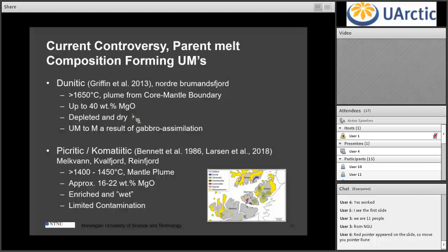The model that we like better, I would say, is the one that was originally proposed by Bennett, and we revised it a bit in our very recent paper from 2018. There we can see that the melts agree more with picritic melts holding temperatures of 1400 to 1450, say 1500 degrees centigrade. Still, this is very primitive, it's very hot. And we can also see that we cannot really produce the rock types that we are observing unless we are having very enriched melts and wet melts. Wet in terms that they have a high content of carbon dioxide and water, I mean dissolved water and carbon dioxide. And we don't really see extensive evidence for contamination. Next, please.